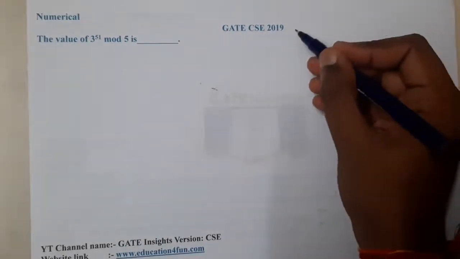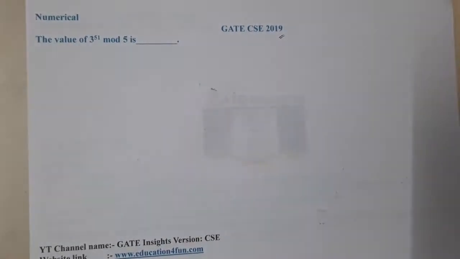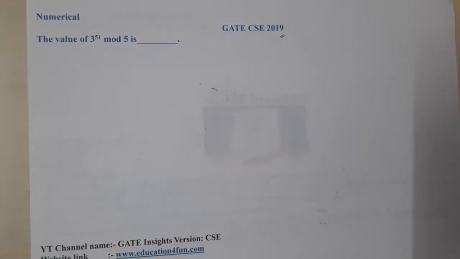In this lecture, let us go through the next question. This question belongs to GATE CSE 2019. The given question is: the value of 3 power 51 mod 5 is.